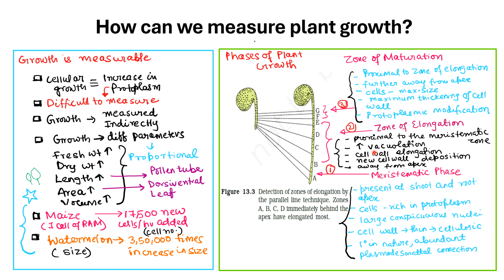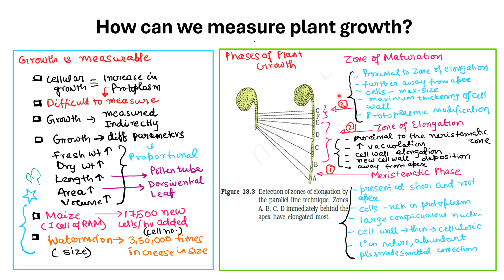Now it is important to understand why we will have more vacuoles. It is because as the cells need to grow, they need to have more turgor pressure, and this is possible only when the cell has more water. And water, where is it stored? It is stored in the vacuoles. So the cells in the zone of elongation have increased vacuolation.